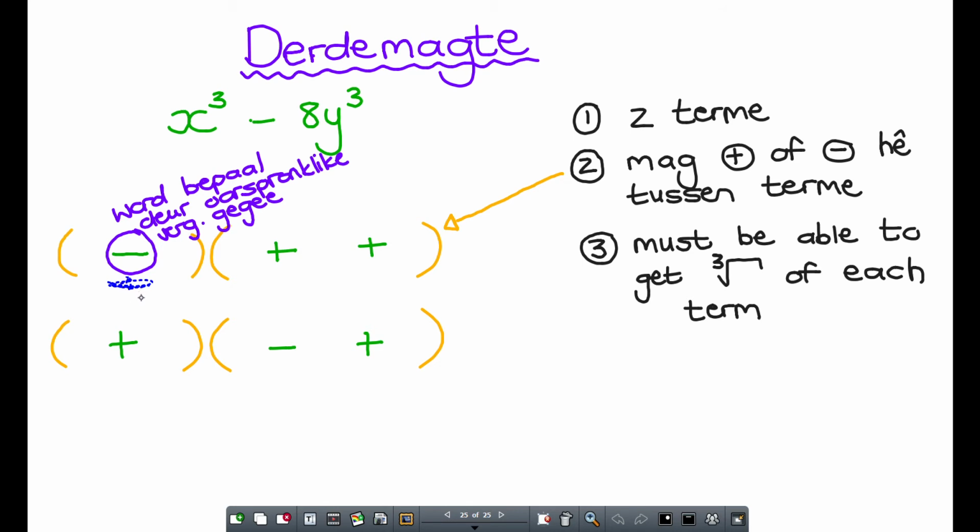Okay. Dan. This next part you must study. If your small bracket is a minus, dan gaan jou groot hakie altyd wees plus plus. As jou klein hakie 'n plus is, dan gaan jou groot hakie altyd wees eers die minus and then the plus. Okay, so that's up until where we got yesterday.